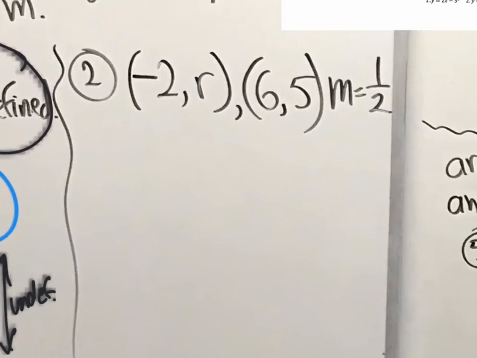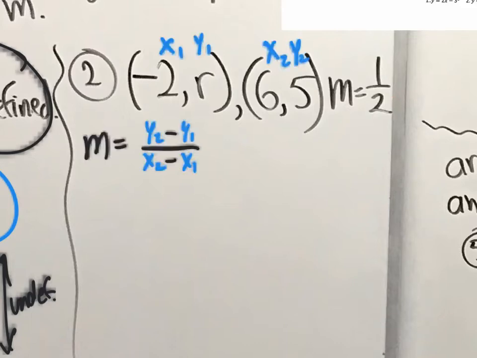Number 2, same thing, but in this case, we actually have m equals 1/2. So let's work this out. Again, let's write down our slope formula. And of course, after you write the formula, label your points, x1, y1, x2, y2. And now we're just going to plug in everything that they give us.